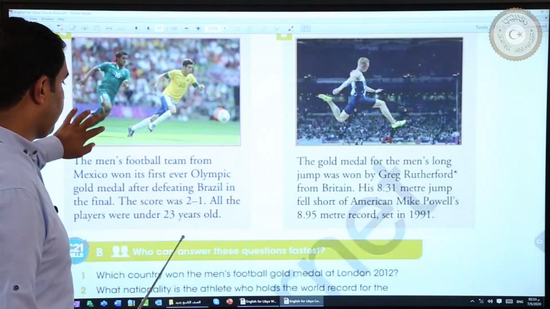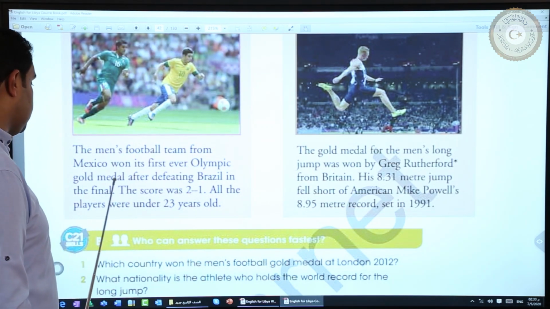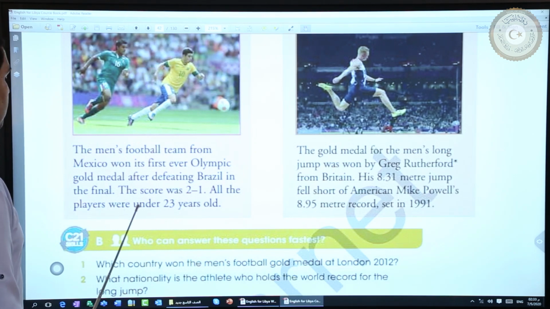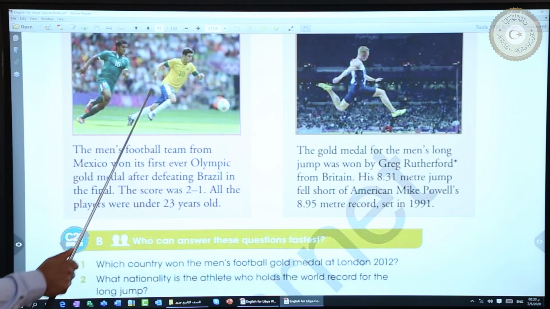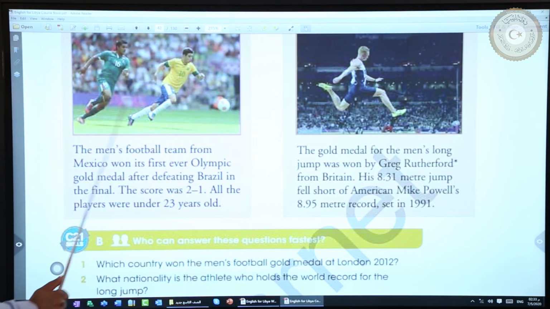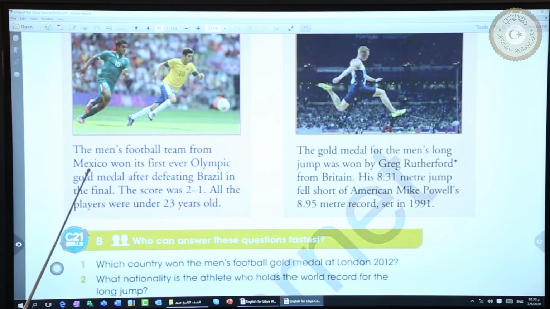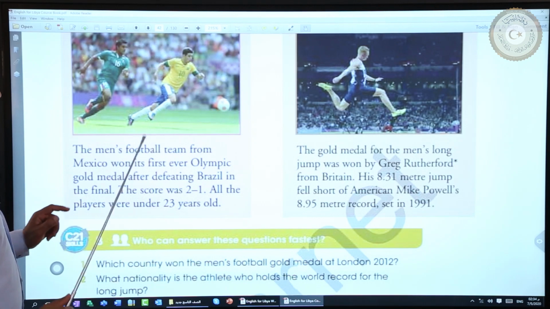The other one here, the men's football team from Mexico won its first ever Olympic gold medal after defeating Brazil in the final. The score was 2-1. All the players were under 23 years old. So, the men's football team from Mexico won the first ever Olympic gold medal after defeating Brazil in the final. So there was a match between Brazil and Mexico. The Mexican team won the match 2-1, and this is the first Olympic gold medal ever.